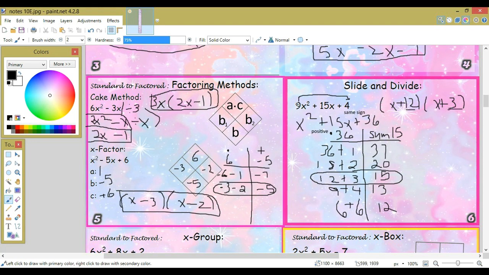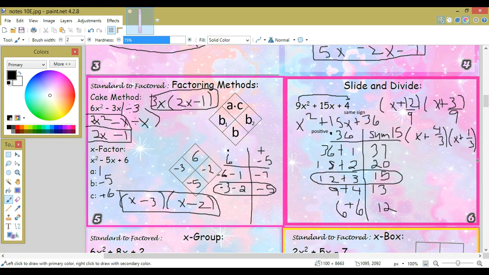So we multiplied the 9 at the beginning. So now we have to take it back out. So we're going to divide these by 9. From here, we're going to simplify the fractions as much as we can. So that means what we have, x plus 4/3 and x plus 1/3.